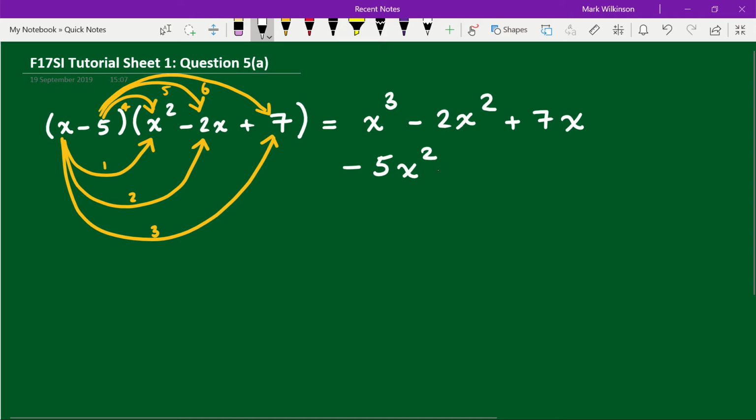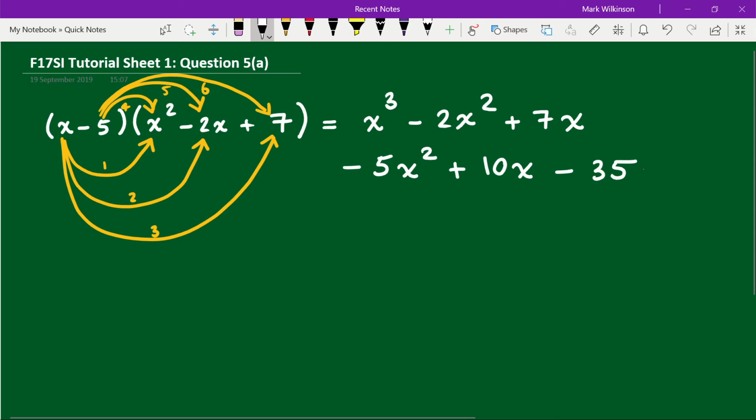Arrow 5, that will be negative 5 times negative 2x. We'll get the presence of 2 negative signs here. 2 negatives make a positive, so that will overall give us 10x. Adding on 10x. Then arrow 6 is negative 5 times 7. That is negative 35 or minus 35.